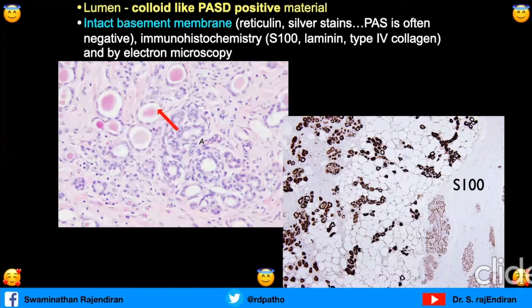But luckily, all these cells are strongly positive for S100. Please remember, microglandular adenosis: S100. They are strongly positive for S100. And even though the myoepithelial cells are not present, they have the basement membrane. So when you do laminin or type 4 collagen, the basement membrane will be highlighted, whereas in cancer, the basement membrane should not be there. And usually breast cancers are negative for S100. So if you have a differential diagnosis of tubular carcinoma versus microglandular adenosis, use S100.